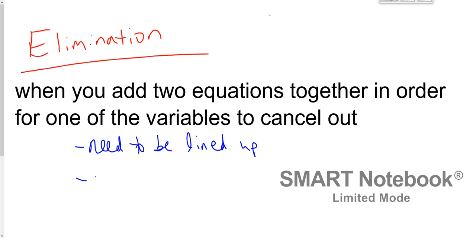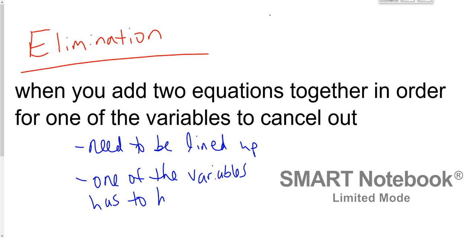And two, one of the variables has to have opposite coefficients. If you remember, opposites are numbers that are the same distance from 0, like 3 and -3, 5 and -5, 12 and -12. Those are opposites. You need like a 12x and a -12x, a 5y and a -5y. If both variables have opposites, well, that means something else, and we might come to that in this lesson. So let's look at a practice problem.